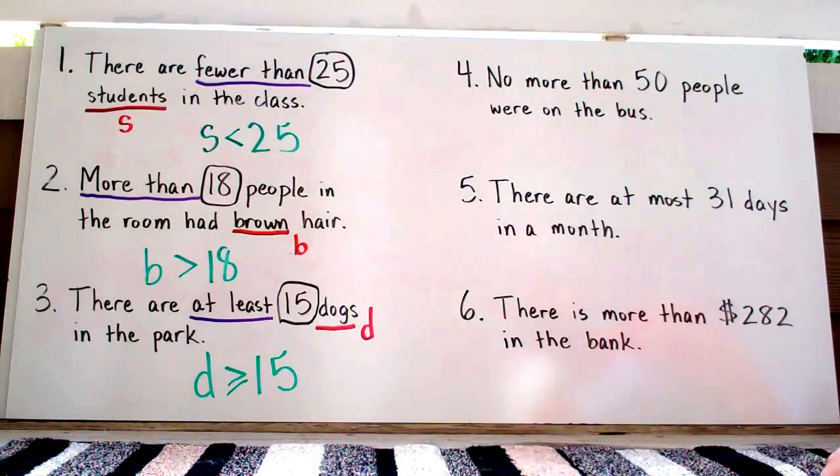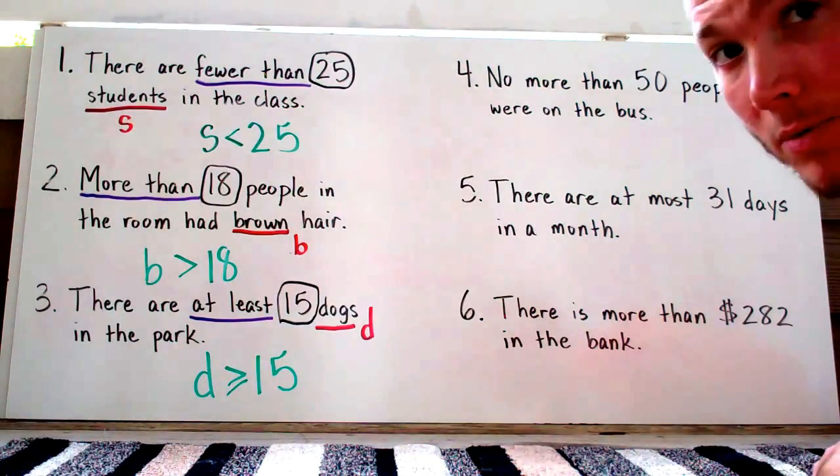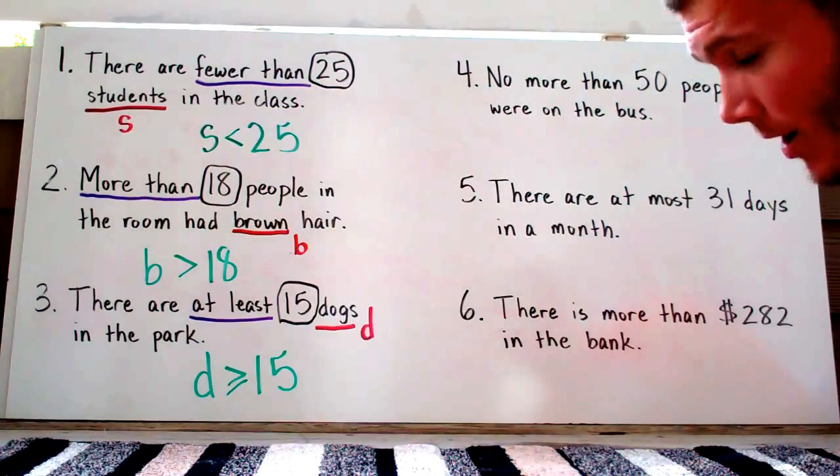But these next three, I want you guys to give a shot. Try and write inequalities for them. Again, dissect the sentence, identify the number, figure out what the inequality sign is going to be, and figure out what the variable is. So give them a shot, pause the video, I'll be right back.